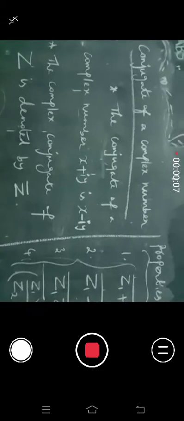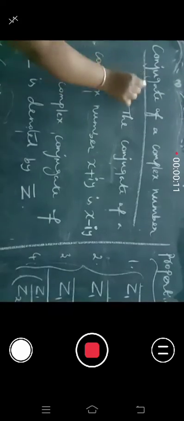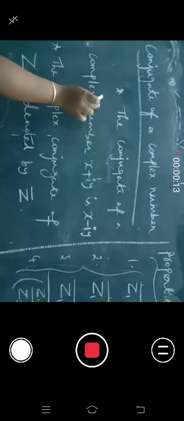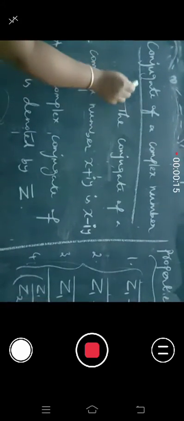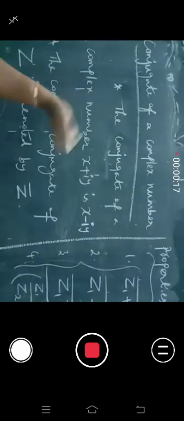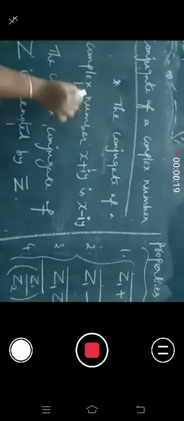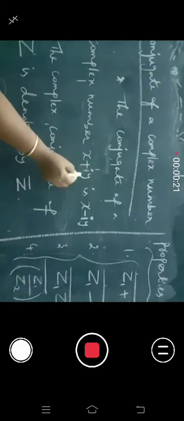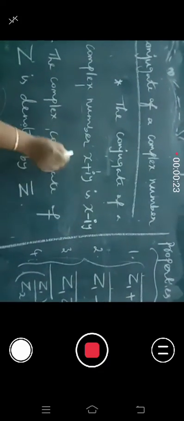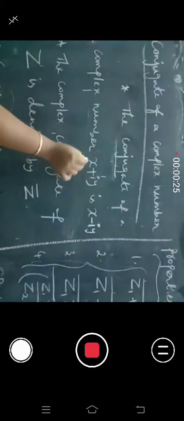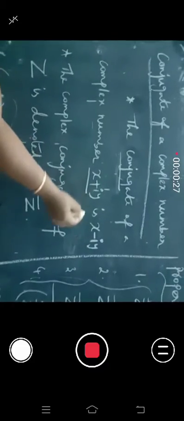Okay children, last class we have learnt about properties of a complex number. Today we are going to learn conjugate of a complex number. Okay. Today what we are going to learn? Conjugate. The conjugate of a complex number x plus iy is x minus iy.